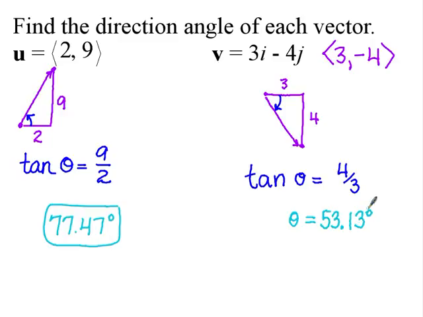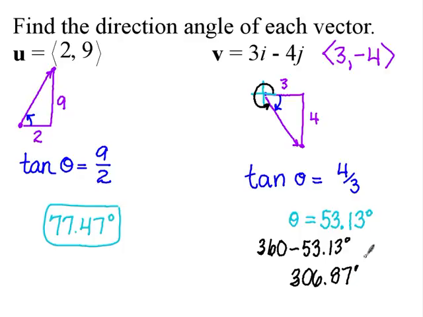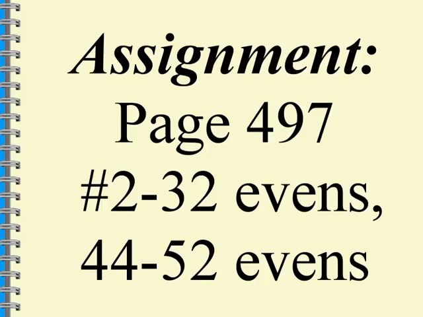Now if you remember when we learned about vectors, they're always measured from the positive x-axis. So if I put my coordinates in there, I'm actually measuring this angle right here. So what are you going to have to do? Subtract that from 360. So 360 minus 53.13 degrees, and you should get 306.87. And there you go. Once again, shouldn't be too bad. Assignment for Thursday: page 497, 2 through 30 the evens, 44 through 52 the evens.